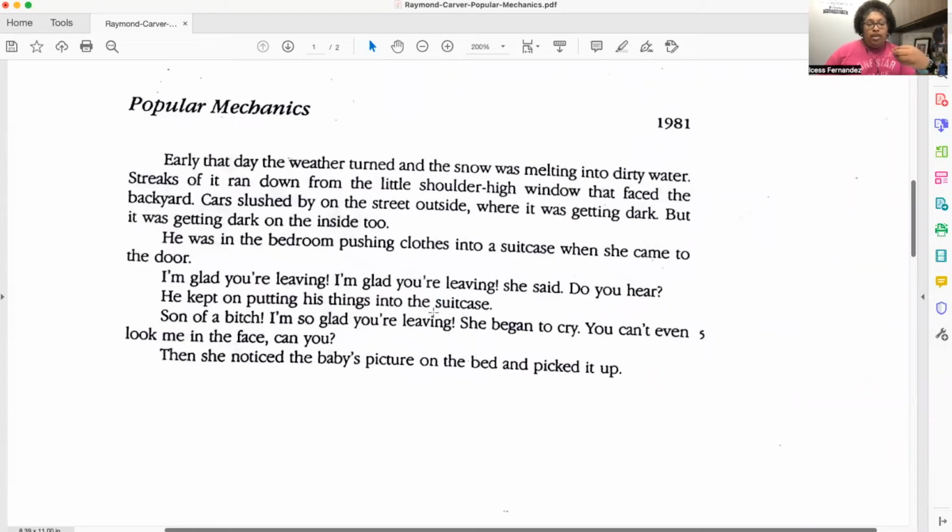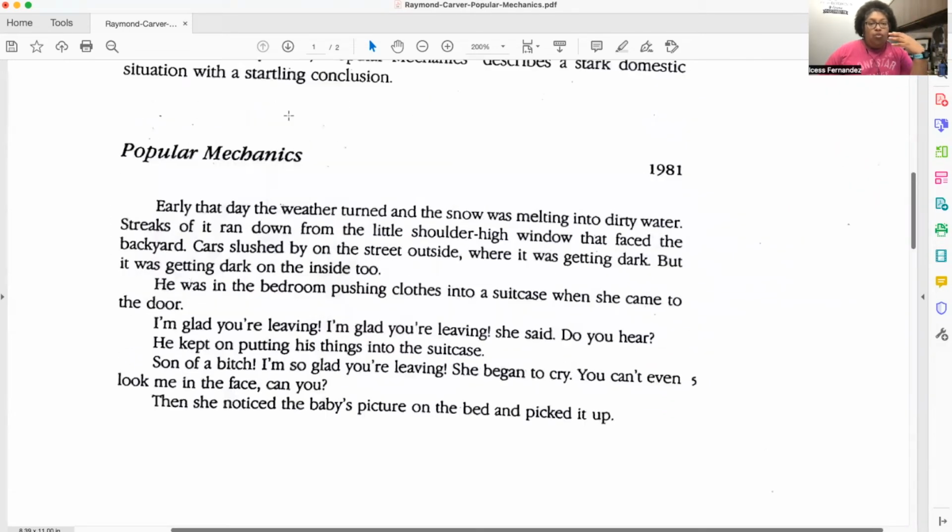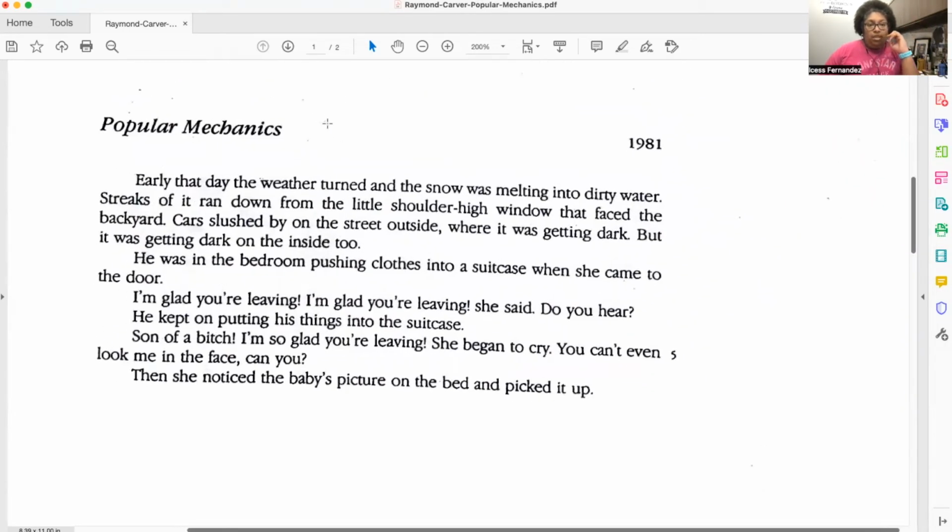Whenever we're looking at a piece, we're always going to want to look at the title. The title is Popular Mechanics. All right. So one thing that is interesting about this title, and that you need to know about this piece, is that it has been titled something else in the past. I'm trying to remember if it was before or after this. I think this is the final title. The original title, I think, was Little Things. This is Popular Mechanics. The same story with a little bit of change, not a lot, but it's the exact same story.